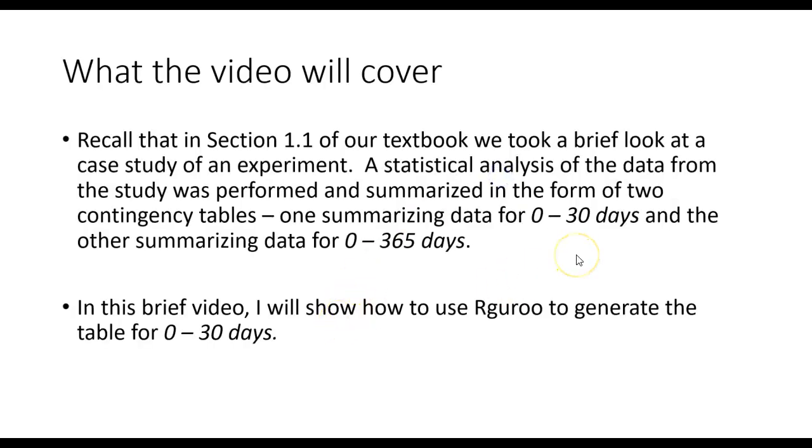Recall that in section 1.1 of our textbook, we took a brief look at a case study of an experiment. A statistical analysis of the data from the study was performed and summarized in the form of two contingency tables, one summarizing data for 0 to 30 days, or a month, and the other summarizing data for 0 to 365 days, or a year. In this brief video, I will show how to use Rguroo to generate the contingency table for 0 to 30 days.